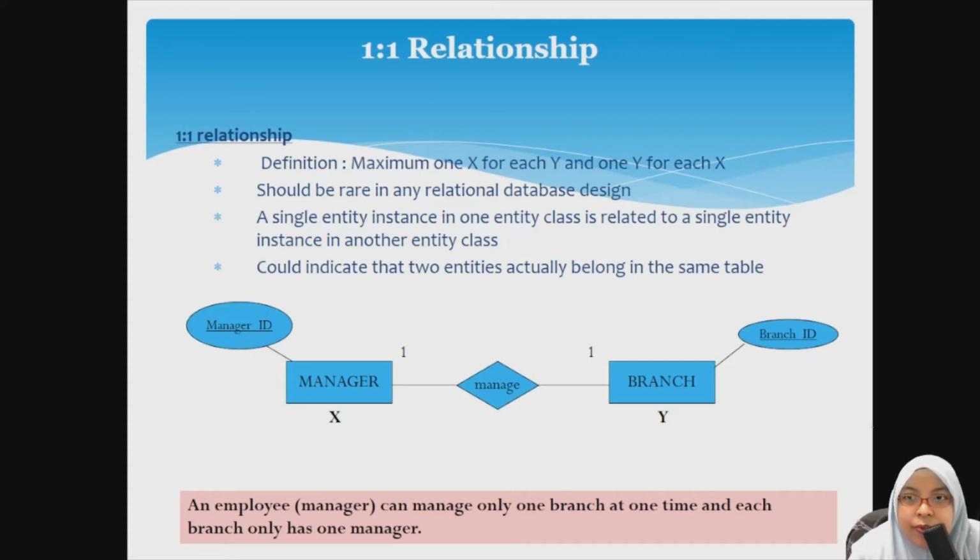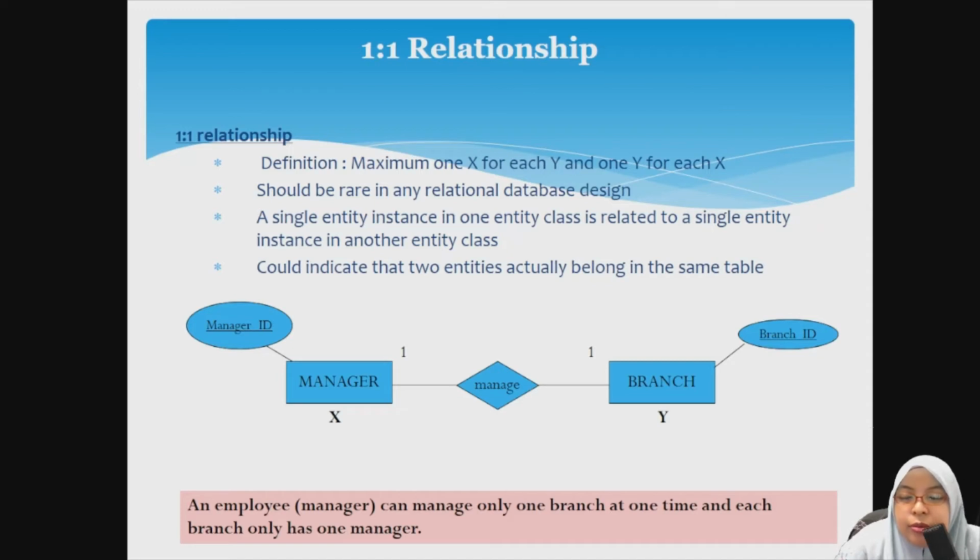So if you find this symbol, that means maximum 1 X for each Y and 1 Y for each X. One to one. Okay, it should be rare in any relational database design if we only have one to one, but it is still logical. A single entity instance in one entity class is related to a single entity instance in another entity class. So still, entity and entity could indicate that two entities actually belong in the same table.